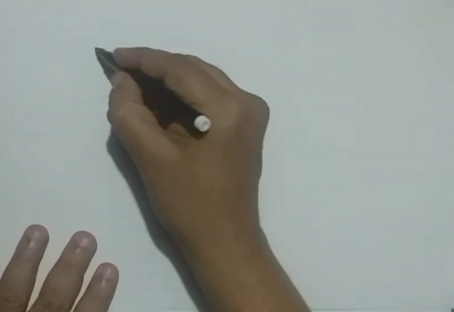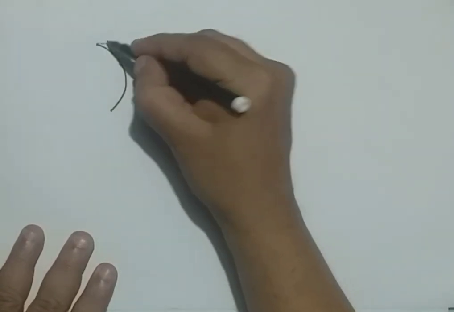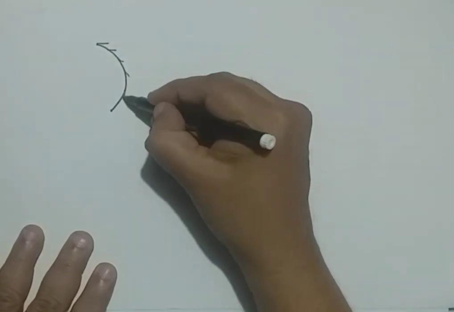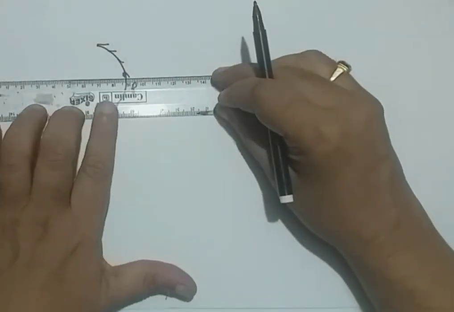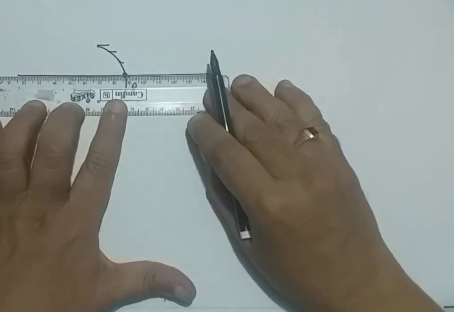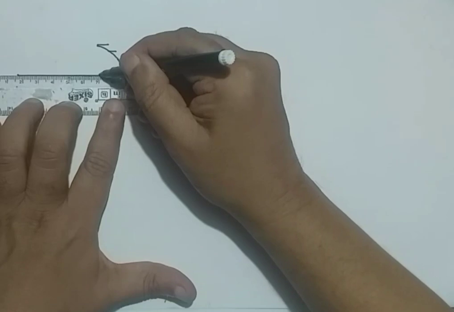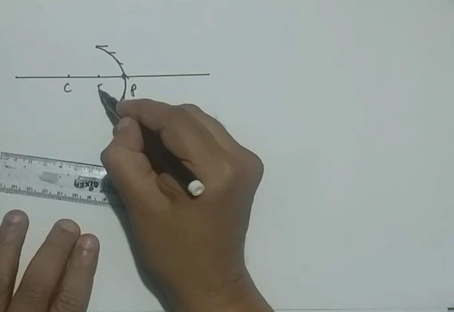Dear friends, now we start learning the different rays we use to trace images in the case of spherical mirrors. First of all, I draw a concave mirror like this, and this is the coated surface and this is the pole. Now we draw a principal axis also like this. Now we mark the center of curvature and the principal focus.